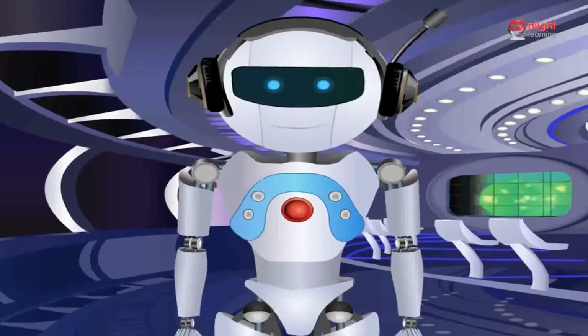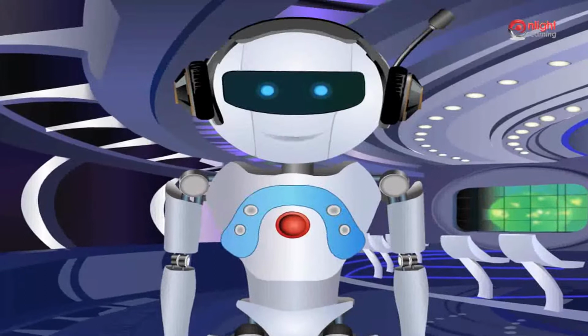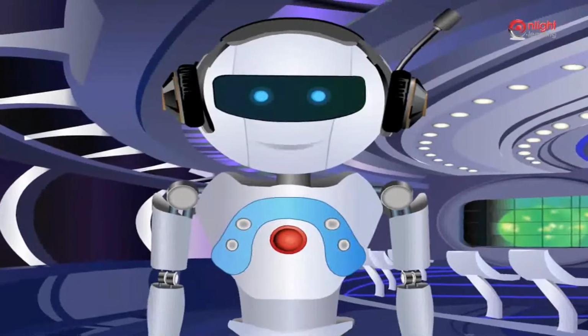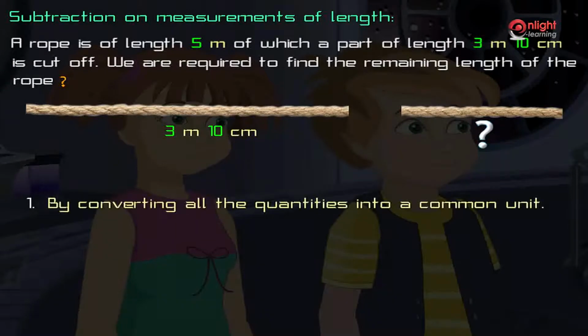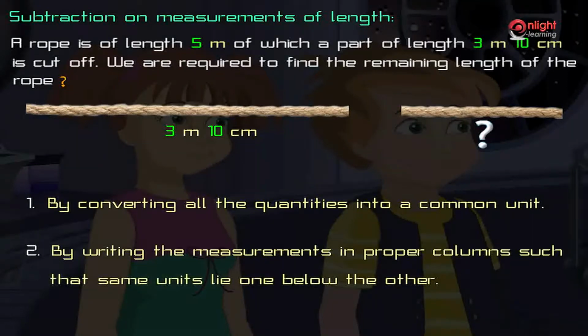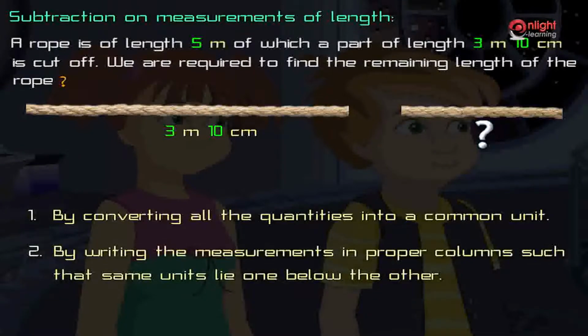Subtraction or measurement of lengths is also done in a similar way as addition. It can also be solved by both the methods. One method is by converting all the quantities into a common unit. The other method is by writing the measurements in proper columns such that same units lie one below the other. Let us first employ the method of expressing in common units to solve this problem.